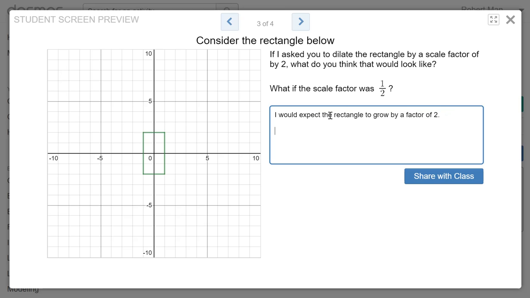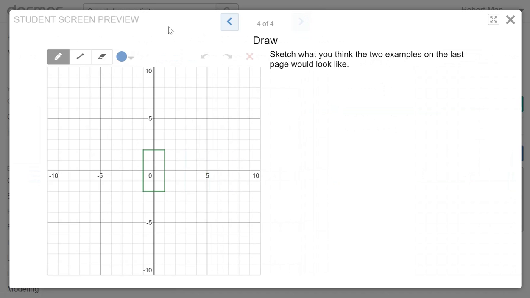If the scale factor is 1/2, I would expect the rectangle to shrink. Now, I'm not going to write by a factor of 1/2 because that's a little tricky to say that something shrunk by 1/2. So I'm just going to write that I would expect it to shrink. But let's draw what we would expect.